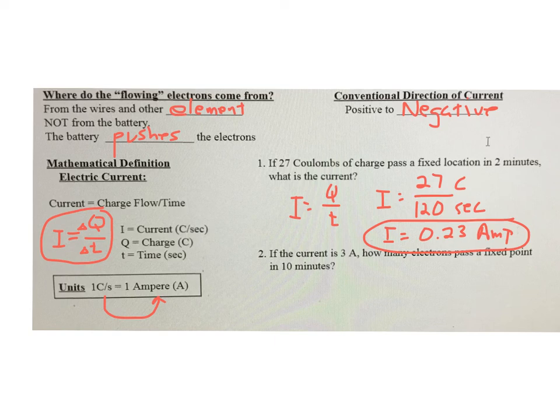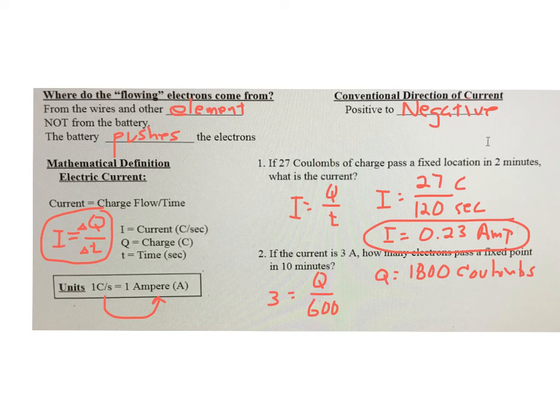All right, so kind of a reverse problem. If the current is 3 amps, how many electrons pass the fixed point in 10 minutes? So I'm just going to plug in once again. The I value is 3 equals Q over T. Well, 10 minutes is 600 seconds. If I solve for Q here, Q comes out to be 3 times 600, which is 1,800 coulombs of charge.